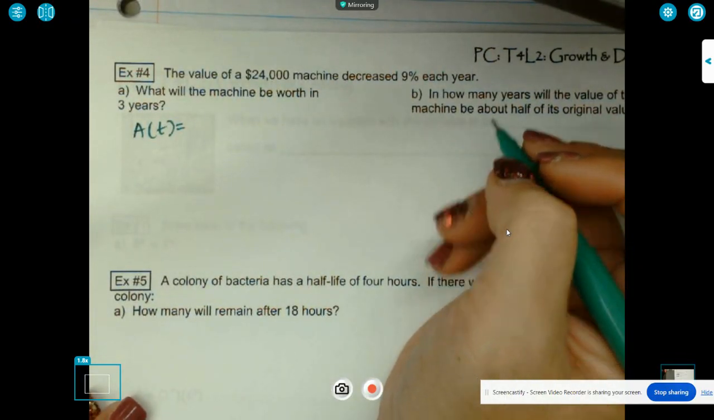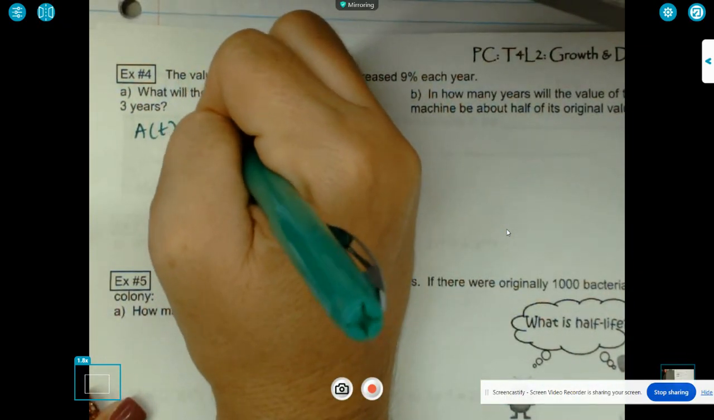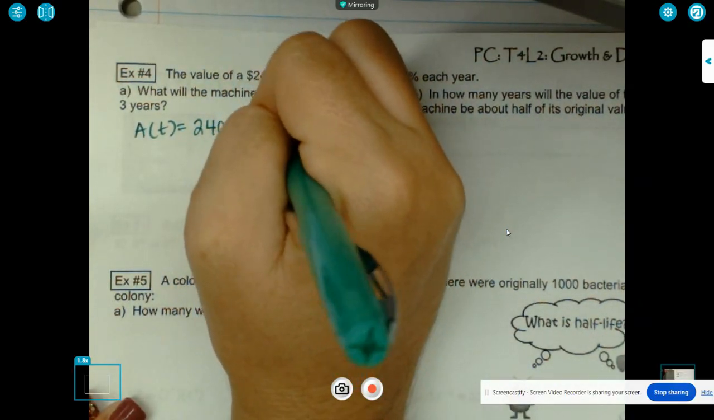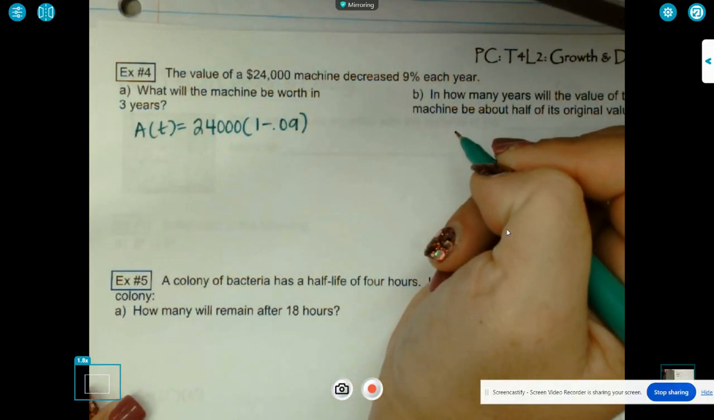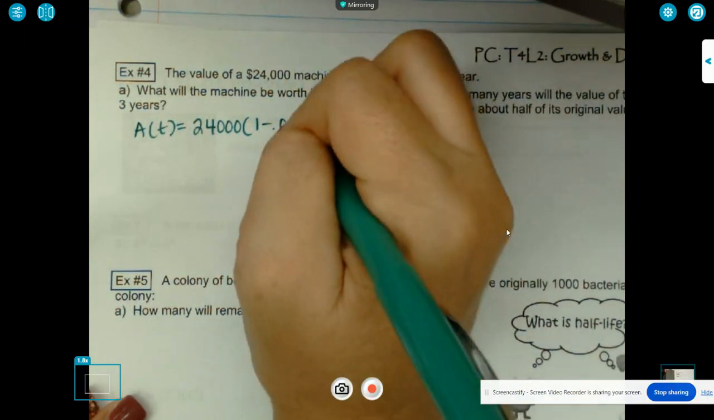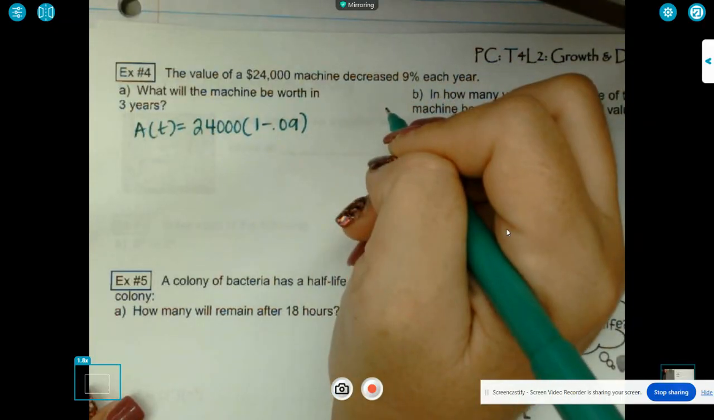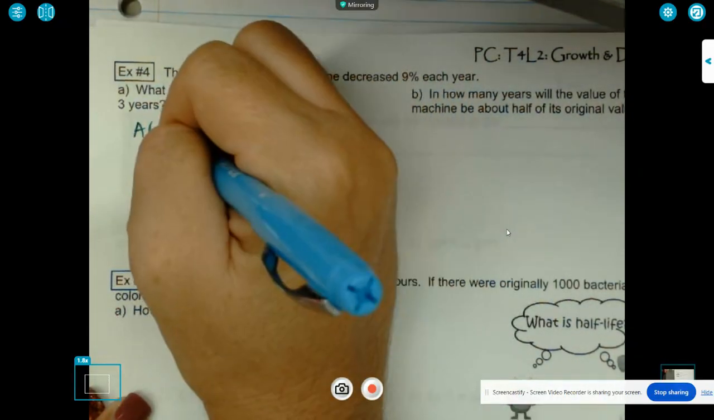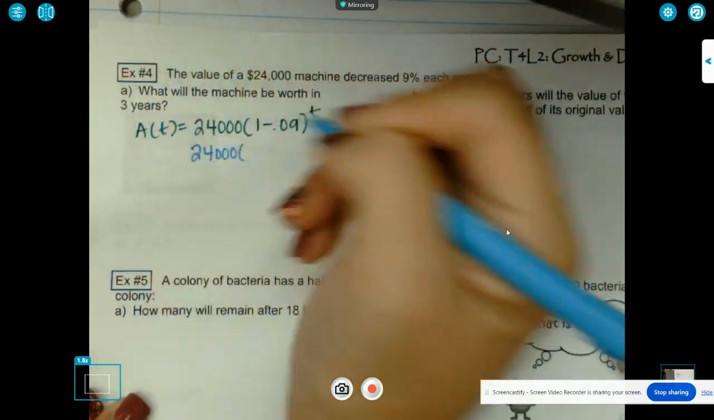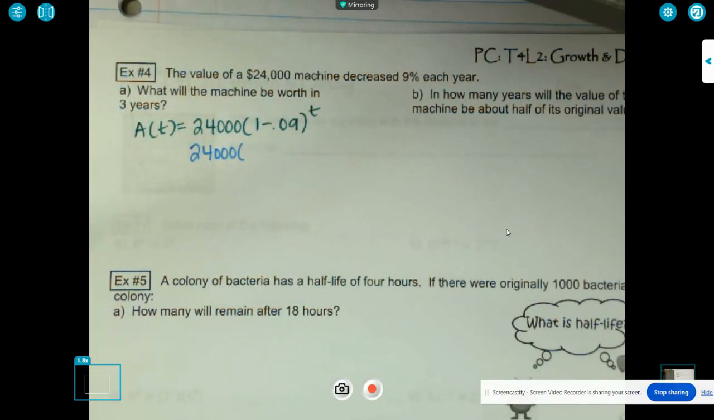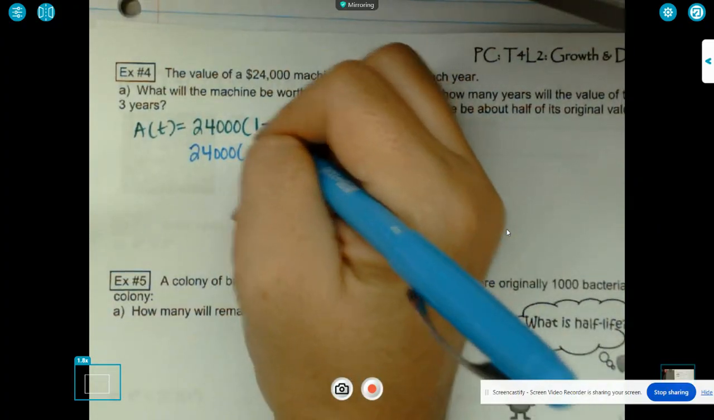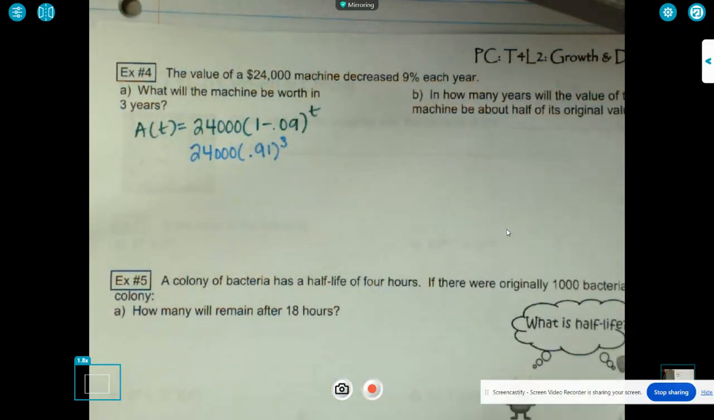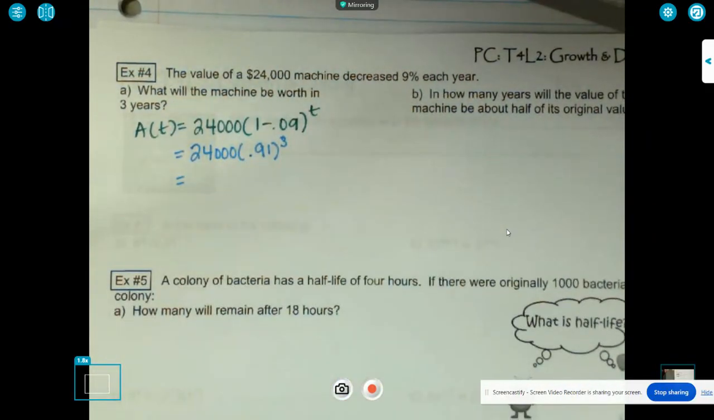What's our initial? 24,000. 1 minus 0.09. Make sure you put 0.09. Okay, to the T, and our T is in fact going to be 3. Okay, y'all, there's nothing that makes you do this next step, except I just like it to look prettier. 1 minus 0.09 is 0.91. Okay, and it is 3 years, so I'm going to put my 3 there. Type that in and see what you get.